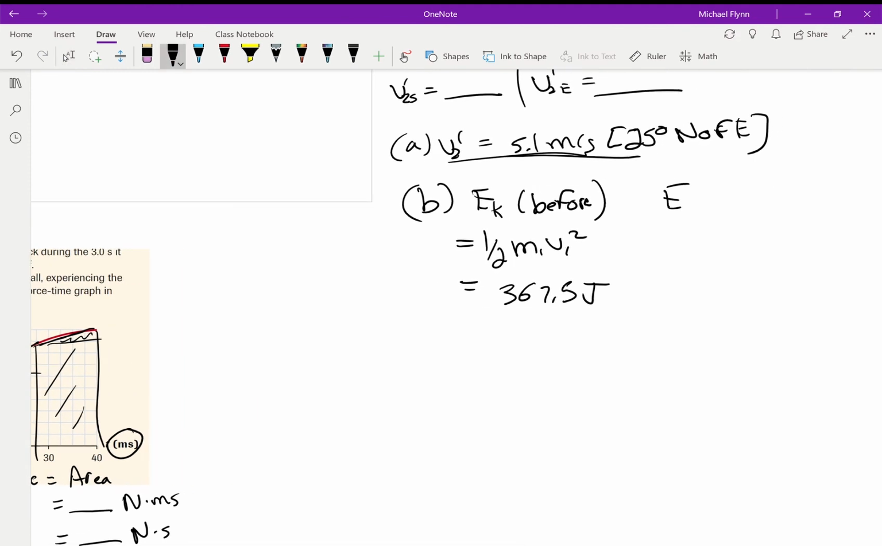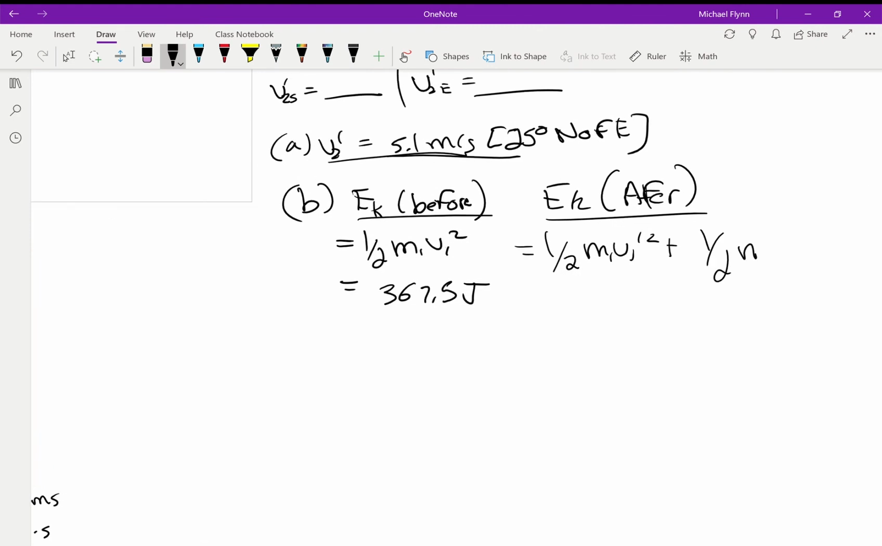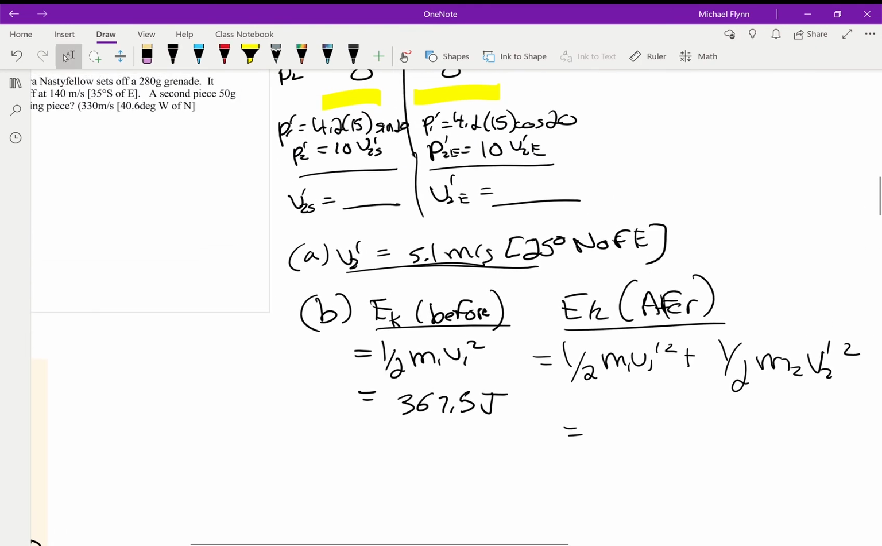Now the EK after, when they're both moving, is equal to 1/2 m1v1 prime squared plus 1/2 m2v2 prime squared, like that. And we can totally ignore the direction. So these are scalars, right? So the direction doesn't matter.